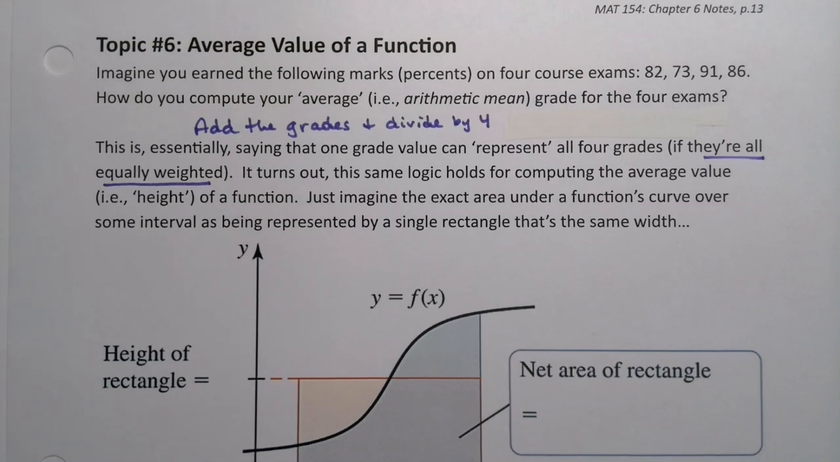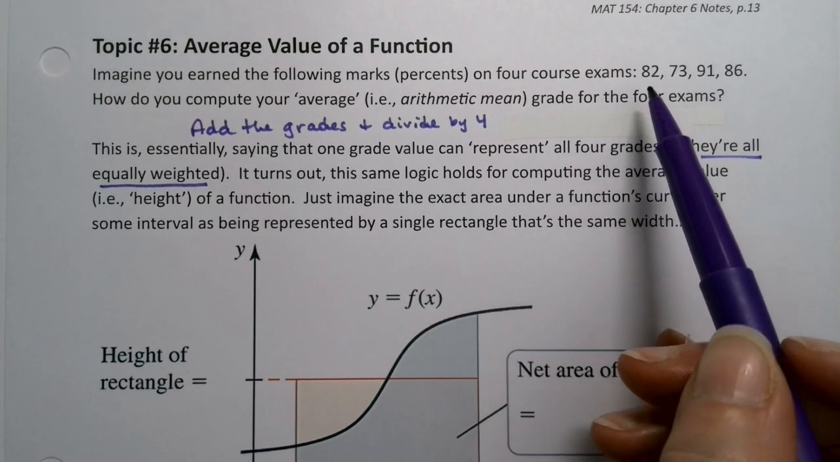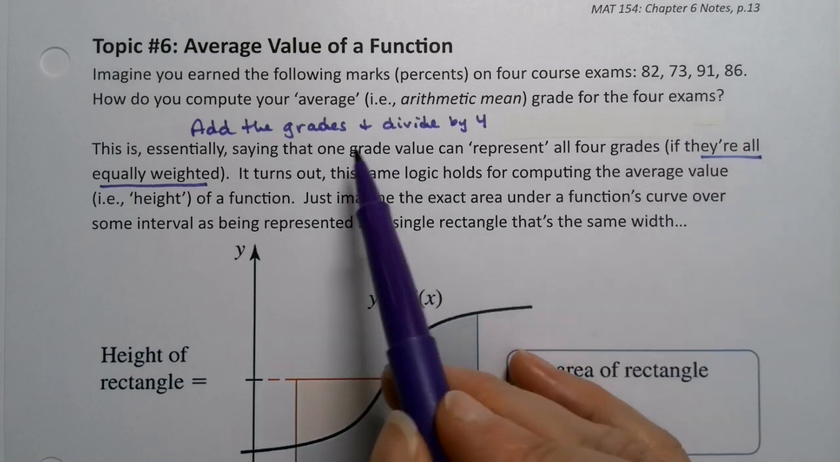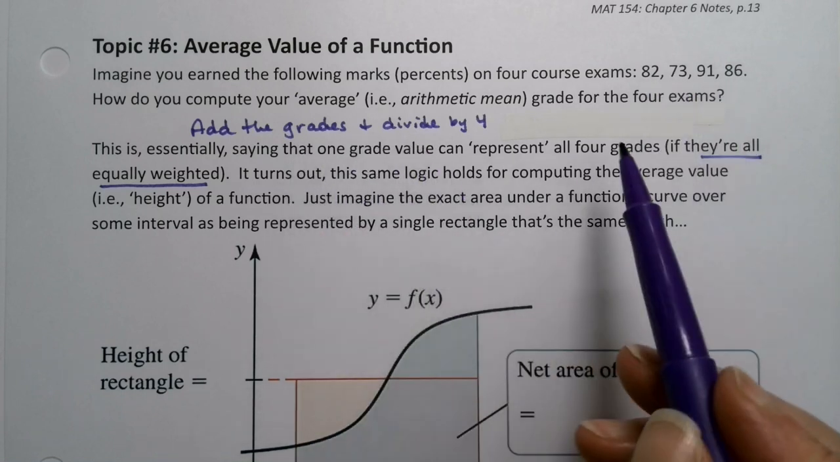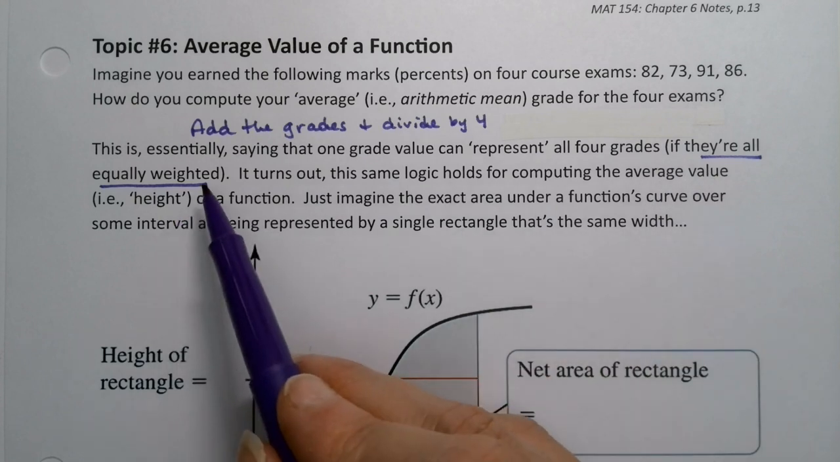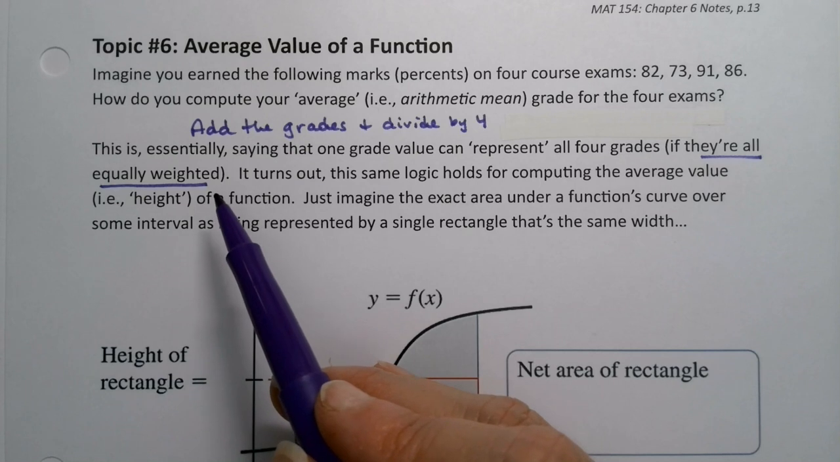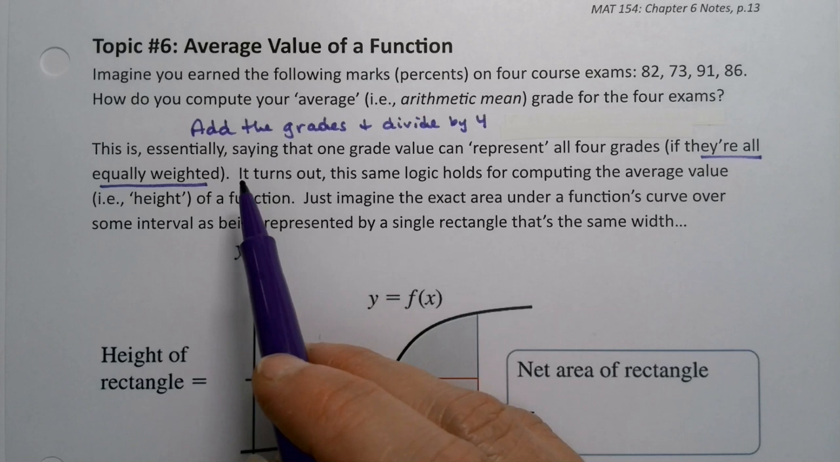The last topic we want to review is finding the average value of a function. So you know how to find the average value for 4 course exams. If you have 4 exams, you add them up, you divide by 4. Of course, that's assuming that all of them are equally weighted, which is not actually the case. For example, in our class, the final exam is worth more than the other exams. But the logic kind of holds true for equal exams.